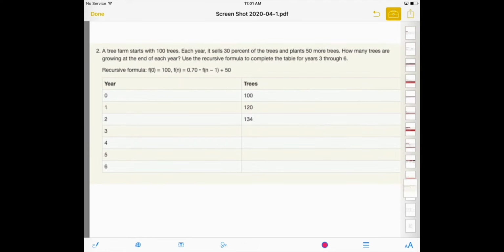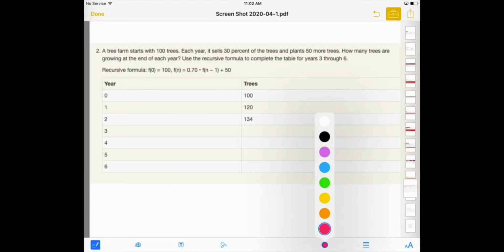Alright, so example 2 says a tree farm starts with 100 trees. Each year it sells 30% of the trees and plants 50 more. How many trees will be growing at the end of each year? So use the recursive formula to complete the table for years 3 through 6.